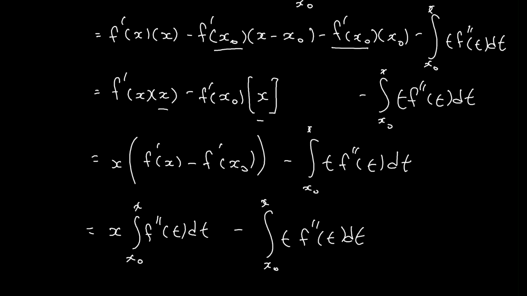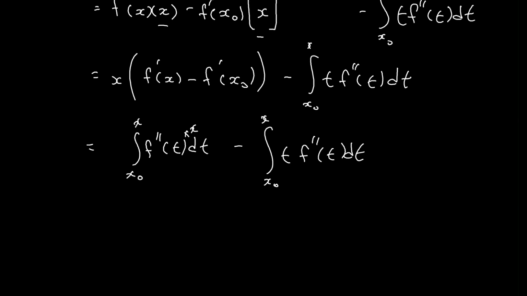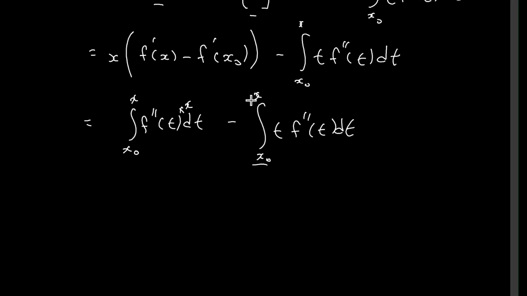Now I'm just going to reintroduce the x inside the first integral because it's with respect to t, so times x. And then the bounds are the same, so we can just add them together to get the integral from x0 to x of f double prime of t times x minus f double prime of t times t, dt.